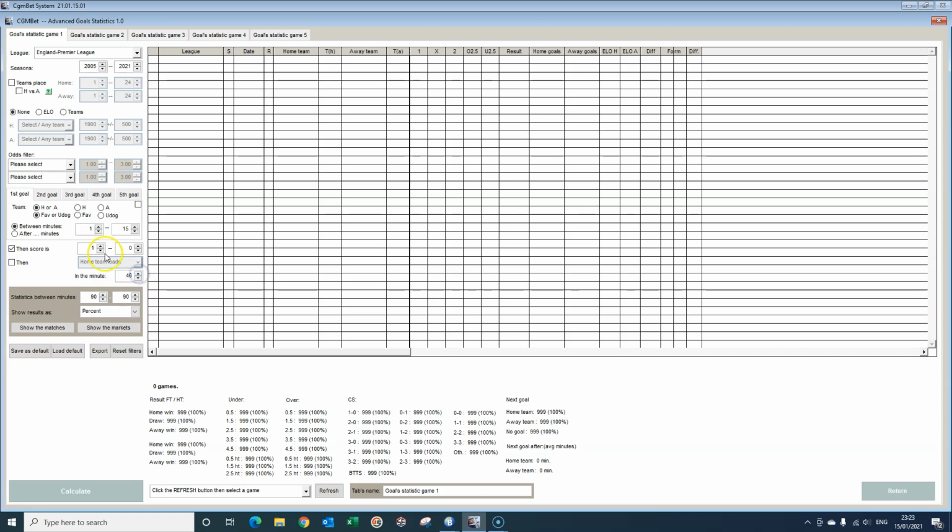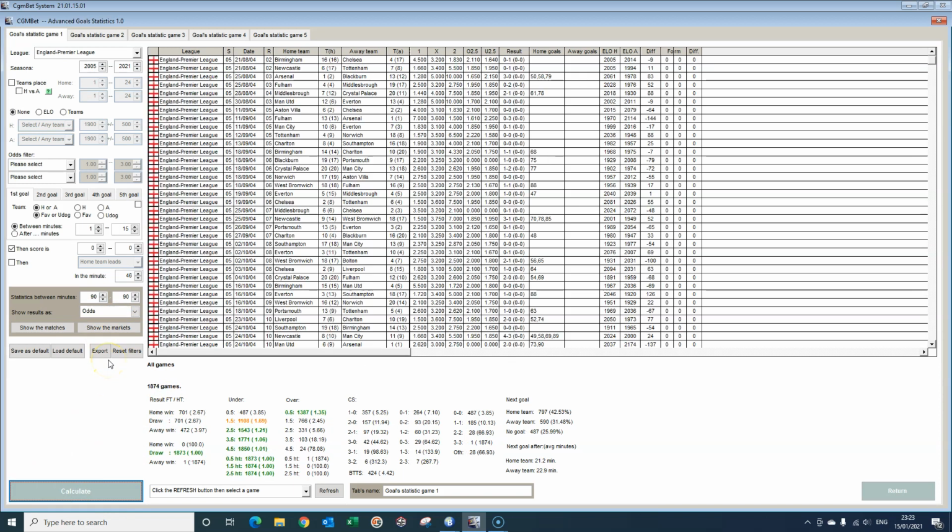So if you want to go to half time, for instance, you could go to 0-0. That's basically saying there are no goals in the first 15 minutes, then the score is 0-0 in the 46th. If you click this down to odds, where it says show results percentage or odds, click it to odds, and then click calculate down here, which is the blue button. What that's basically saying is that in the minute 46 you should be looking at odds of 2.45 on the over 1.5 in the Premier League.